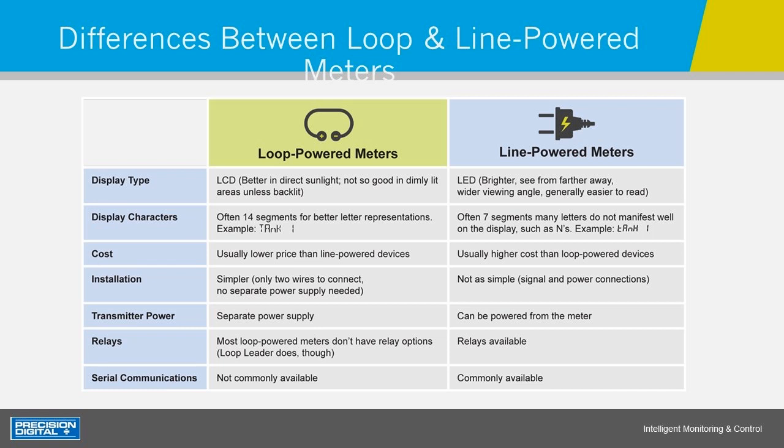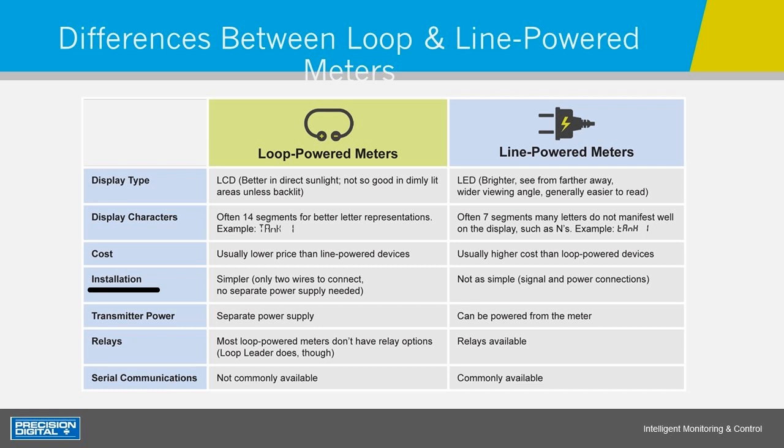And of course, one big reason people use these is the installation ease of a 2-wire or loop-powered meter. You've only got 2 wires to install the loop-powered meter. In addition to not having to run 4 wires to connect, you also don't need a local power supply. Because it gets its power from that 4 to 20 milliamp loop, you can install a loop-powered meter anywhere where that 4 to 20 signal is running.